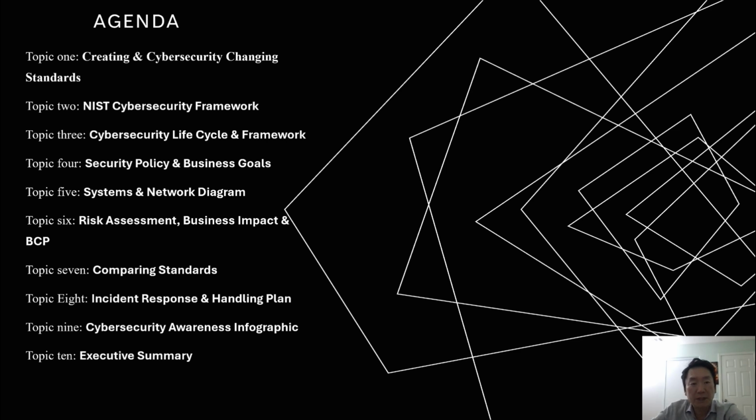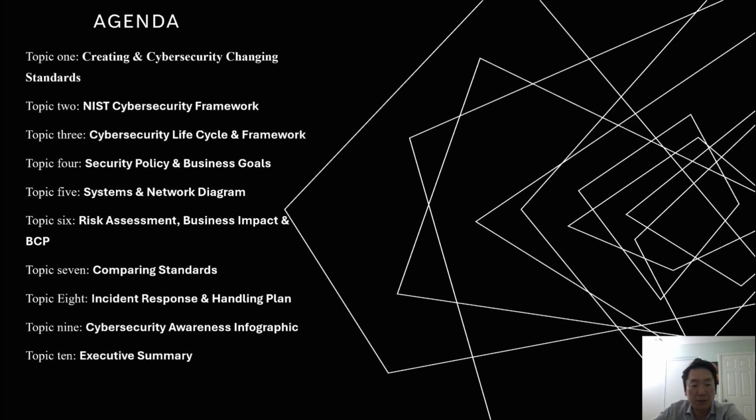So first, let's cover the agenda. Topic one will be creating cybersecurity and changing standards. Topic two will be the NIST cybersecurity framework. Topic three is cybersecurity life cycles and framework. Topic four will be security policies and business goals. Topic 5 will be system and network diagrams. I'm going to show the diagram and explain what we are facing.